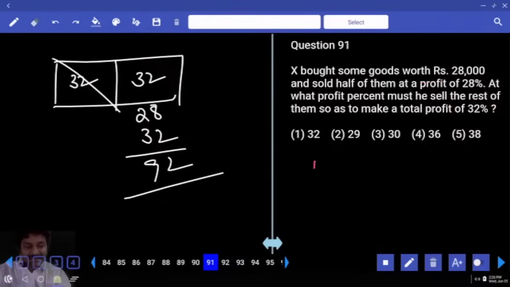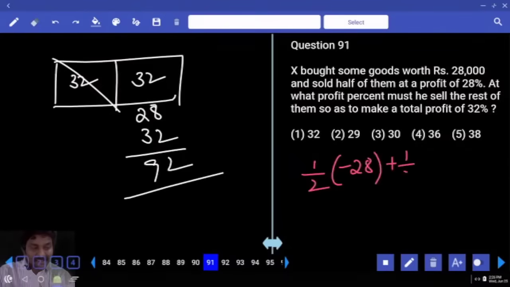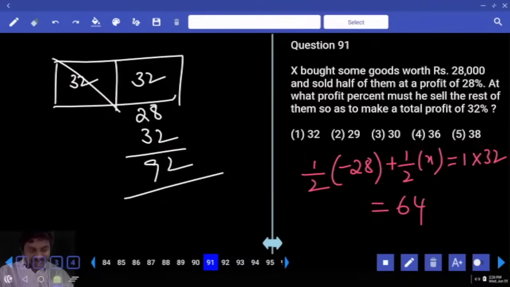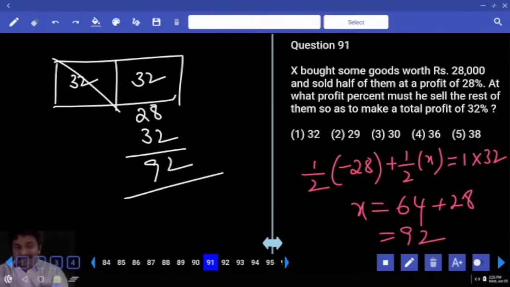If you calculate that, half is sold at a loss of minus 28. Remaining half, X%. Overall, 1 into 32. 2 goes to the right hand side, 64. Minus 28 goes to the right hand side, plus 28. X is equal to 92. The same we are getting by using simple addition. Okay?